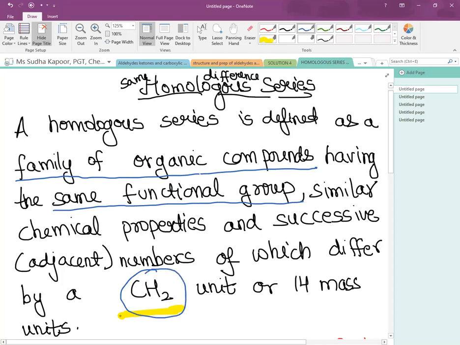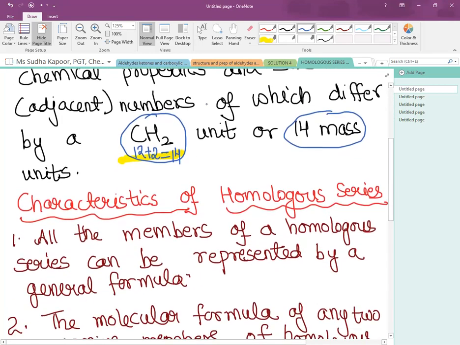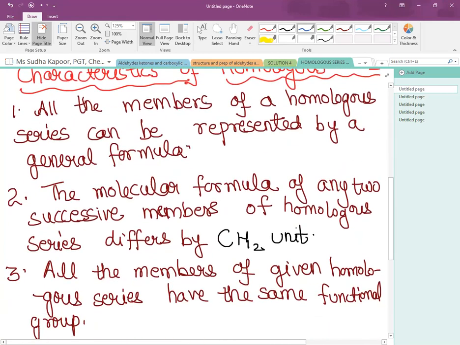So each adjacent member has one carbon and two hydrogen difference, or we can say that carbon has mass 12 and two hydrogen is equal to 2. So the total mass difference between the adjacent members comes out to be 14 mass units. It's also a board question: what is homologous series and give its 4 characteristics. So let us see the characteristic properties of homologous series.